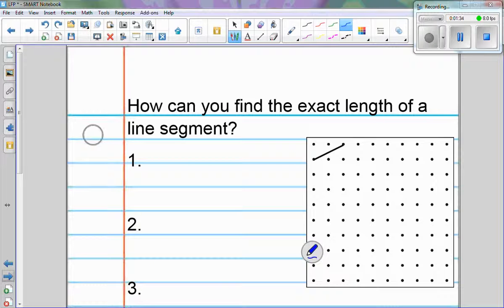So that would be 1. So tell us what you're doing. Why are you doing that? Because this is going to make a square. Okay, so for number 1, I'm going to say make a square. Make a square using the line segment.